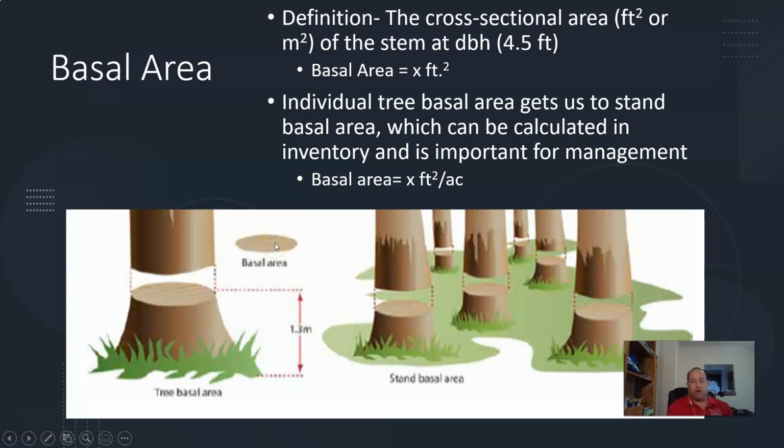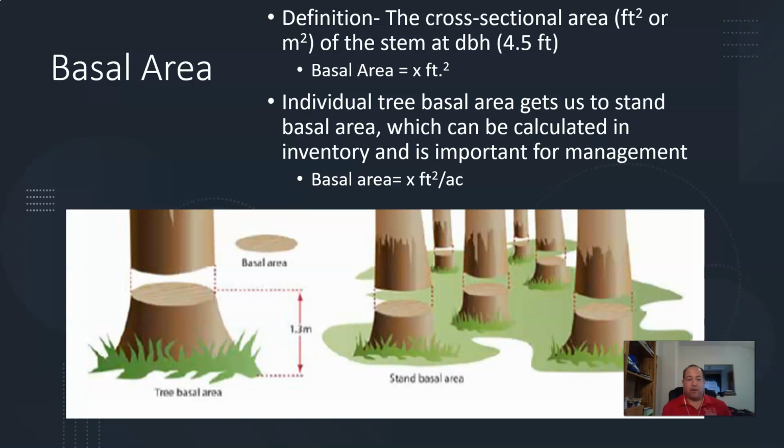And so why we want to know that is we want to know how much space the tree takes up, because then individual tree basal area will get us to stand basal area, which is going to be important in terms of inventory and then management, because really being able to say that this tree is X number of square feet isn't as important as being able to say that this stand of trees is X number of square feet per acre, because once we can take something and put it on a per acre basis, we make it comparable.